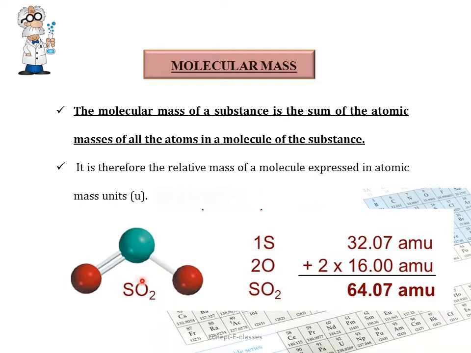It has one atom of sulfur with two atoms of oxygen. The atomic mass of sulfur is 32.07 AMU and that of oxygen is 16 AMU. But we have two atoms of oxygen, therefore we multiply it by 2. Now we add these two to get 64.07 AMU. So the molecular mass of sulfur dioxide is 64.07 AMU. The molecular mass of a substance is the sum of the atomic masses of all the atoms present in a molecule of that substance, and it is therefore the relative mass of a molecule expressed in atomic mass units.